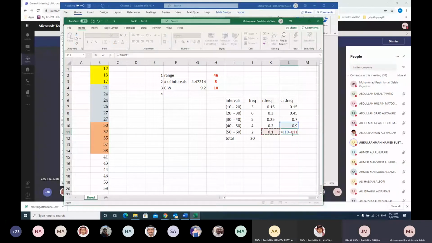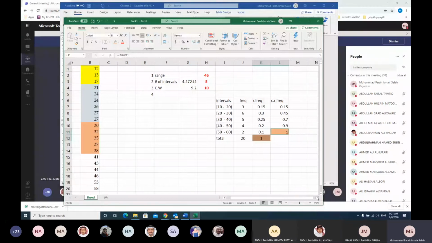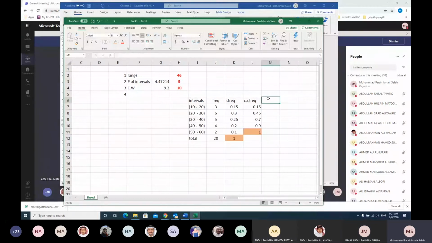Don't forget that the sum of these should be equal to 1. This number should be equal to this number. Okay? Now the last important part. We need to find the center for each class, the midpoints.